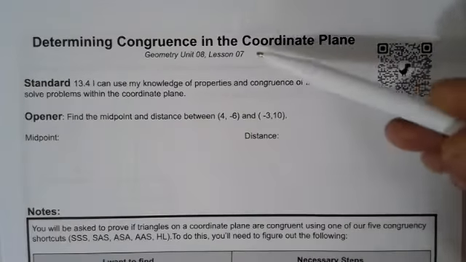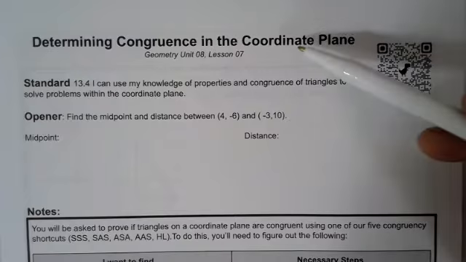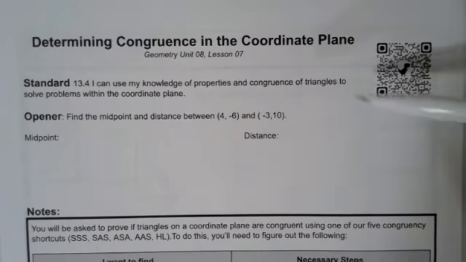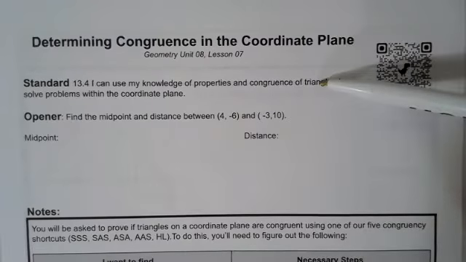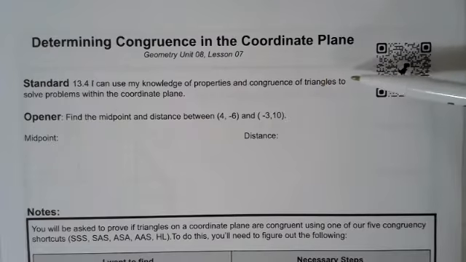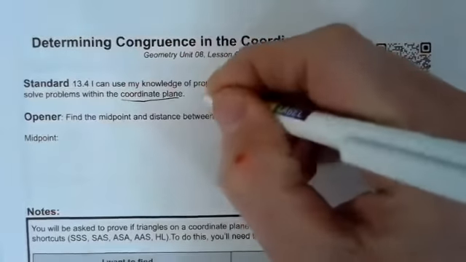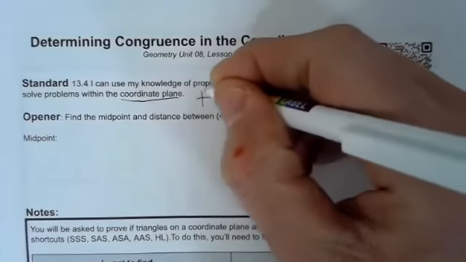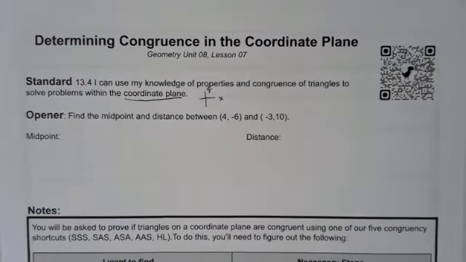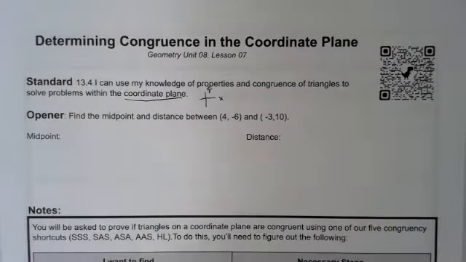Today we're going to do Geometry Unit 8, Lesson 7, Determining Congruence in the Coordinate Plane. So for Standard 13.4, I can use my knowledge of properties and congruence of triangles to solve problems within the coordinate plane. Remember that the coordinate plane is going to be our XY axis, where X is the horizontal and Y is the vertical. So we're going to be focused on that for today.